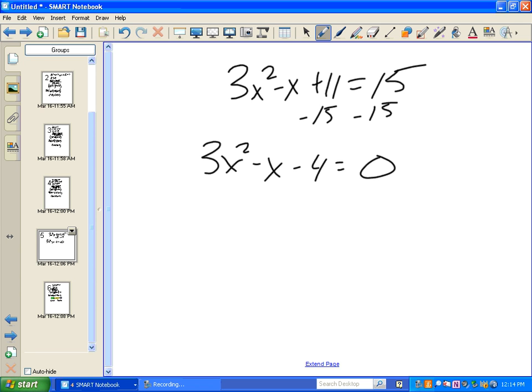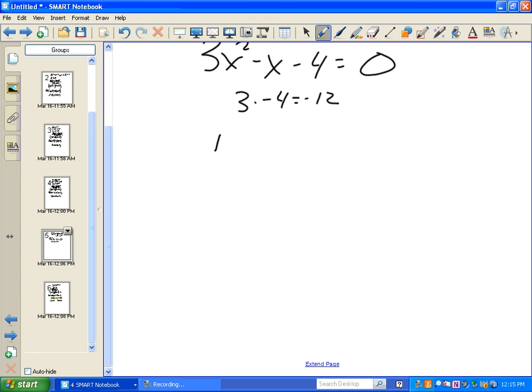Now, how many answers should you get for x? Allison? 2. Finn, how do we know that? The exponent, very good. We have an x squared, so that means we should get 2 answers for x. So from here, we factor. 3 times negative 4 is negative 12. We need to find 2 numbers to do what, Nick? Good. Multiply to negative 12. Add to negative 1. What 2 numbers do that?